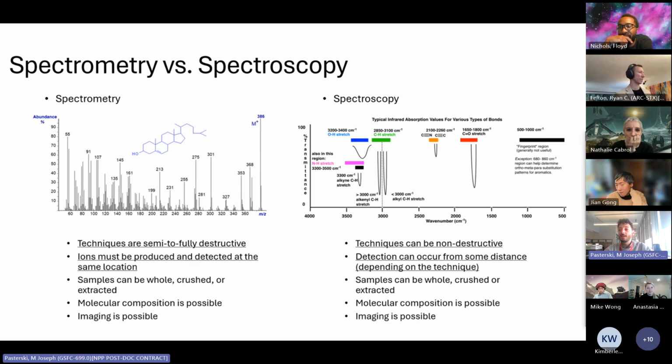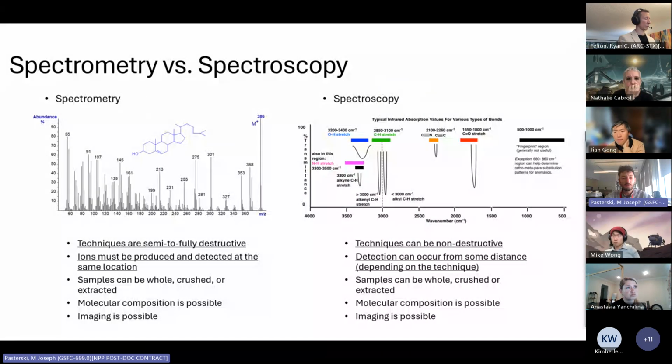And on the spectroscopy side, these techniques can be fully non-destructive, so you can get some information without destroying the sample at all. But again, as you go from non-destructive to destructive analysis, what you gain is the ability to separate out different parts of the sample. So there's always going to be a trade-off for both spectrometry and spectroscopy.